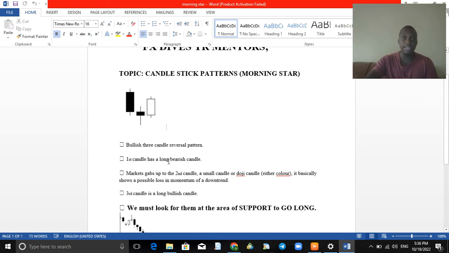The first candle is a long bearish candle, like I've told you. The second candle is like a doji or a spinning top, and it can be a bearish candle, plus another long bullish candle. Now this makes a complete setup of a morning star. The market gaps up for the second candle, a small candle or a doji candle, either color. It basically shows a possible loss in momentum of a downtrend.